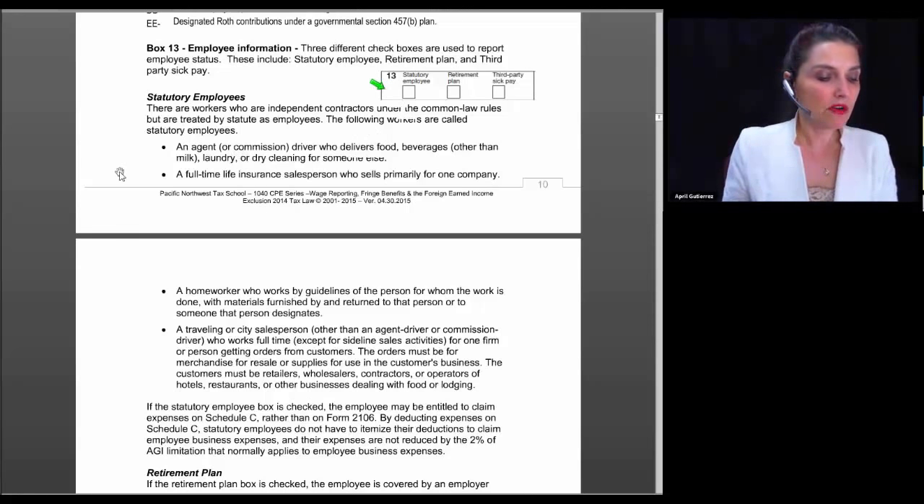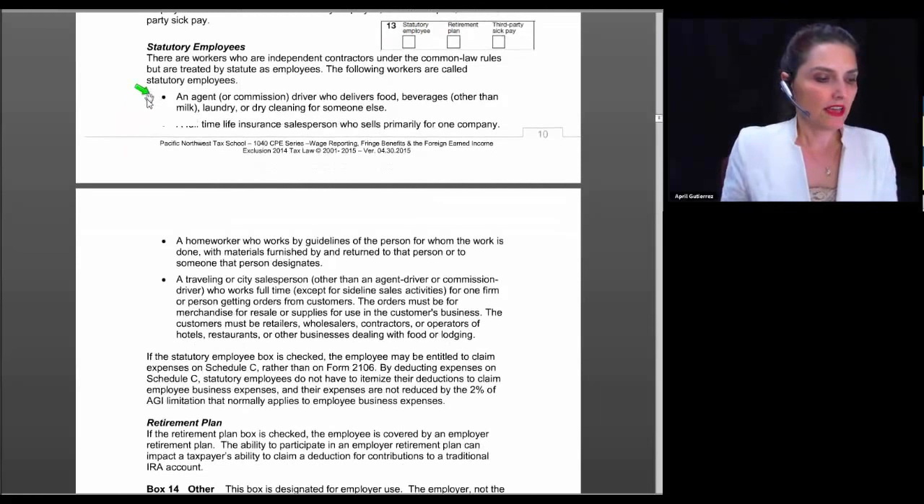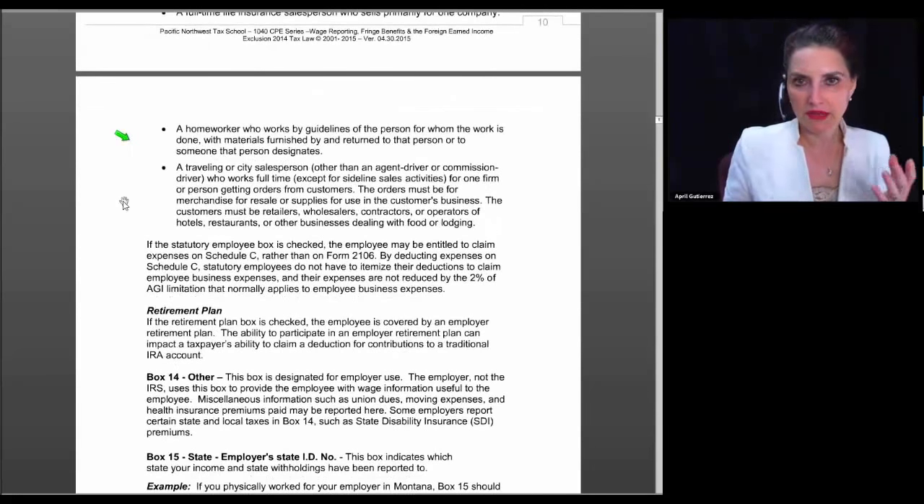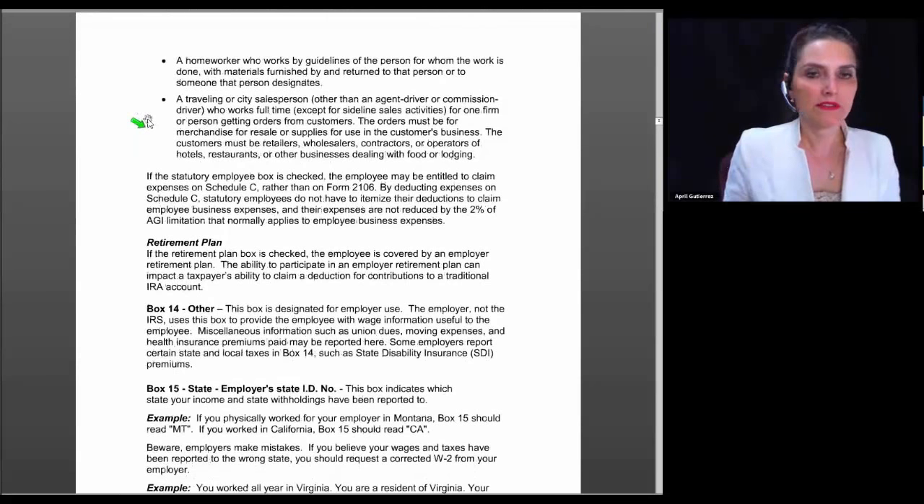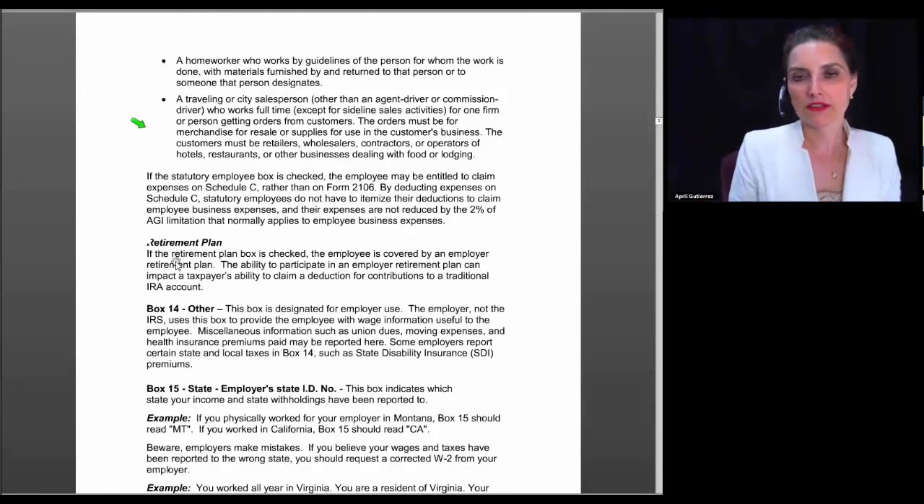And if you want to know a little bit more about what a statutory employee is, I have some notes here on that. Firstly, an agent or commissioned driver who delivers food, beverages, laundry, or dry cleaning for someone else could be a statutory employee. Also, full-time life insurance salespeople. A home worker who does piece manufacturing from their home could be a statutory employee. And then the final one is a traveling salesperson who essentially works for a single employer selling products of that employer to retailers.